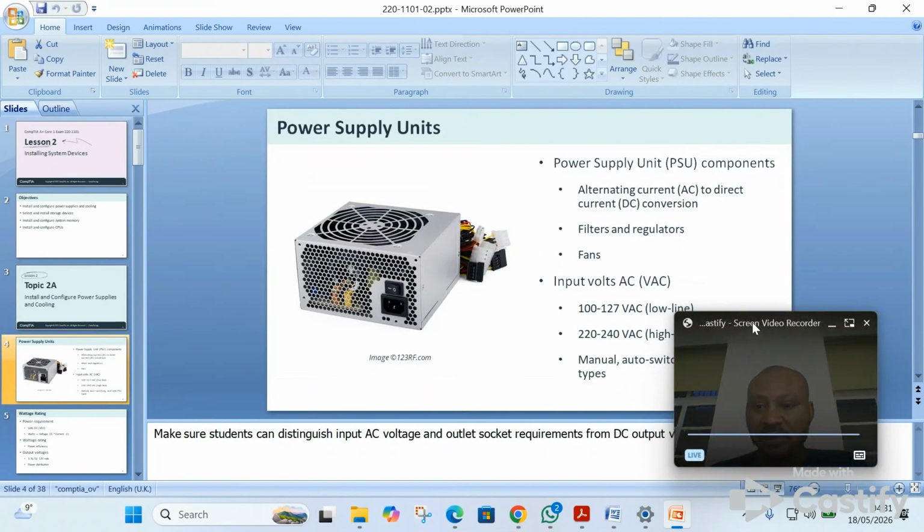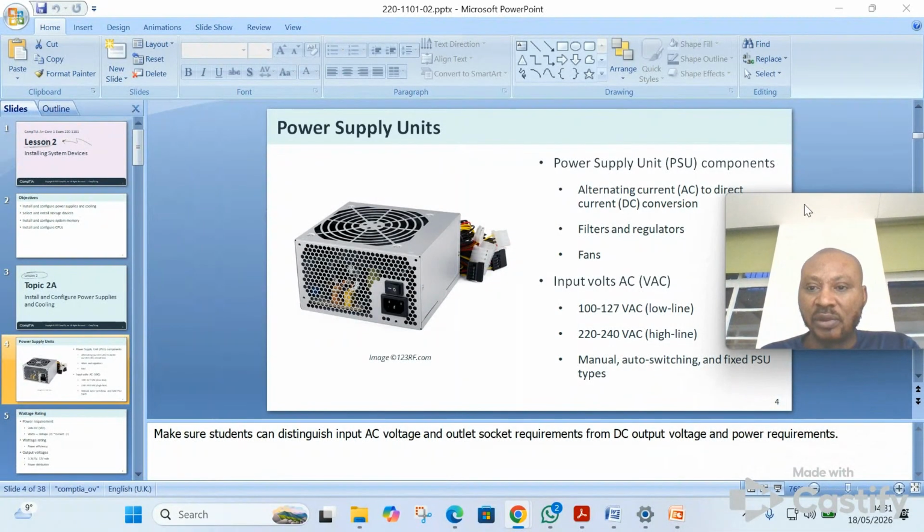From our lesson one, we showed you the system casing, and we explained different types of power supplies. We talked about the ATX power supply and the ITX power supply, and we said the ATX power supply is the most commonly used. This is a typical example of the ATX power supply. You see the power supply unit.